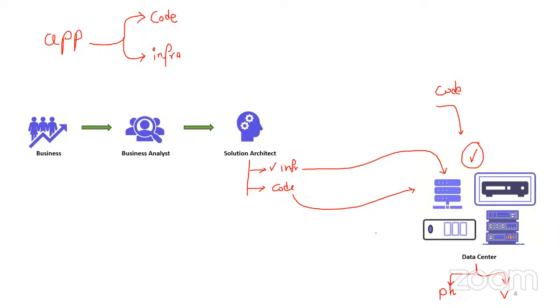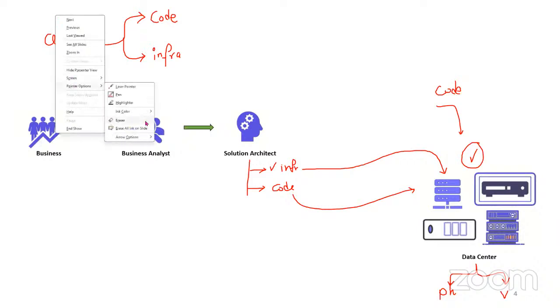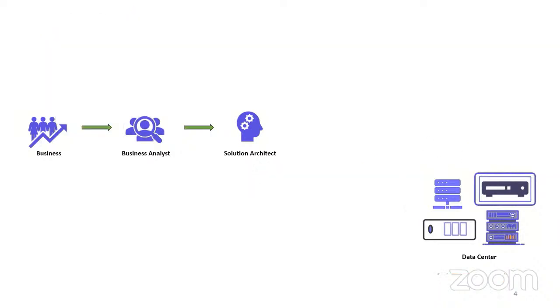So what if we require additional hardware? Can you tell me what you will do? If the additional hardware is not available in the data center, what will the solution architect do? Can you guess? What does the company have to do at this point of time? Anyone? So that's where they have to purchase the new hardware, right?